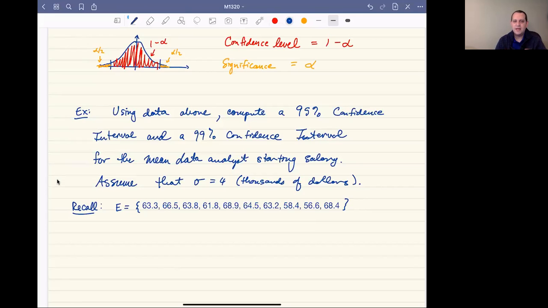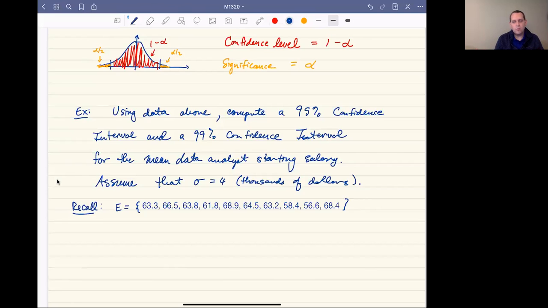So remember that that's the interval that will contain the mean of 95% of the samples of size, in our case, 10, because that's how big our sample is. So that's what we're going to do. We're going to try and find the interval that will contain the mean of 95% of the samples. And then we need to figure out how we do that.